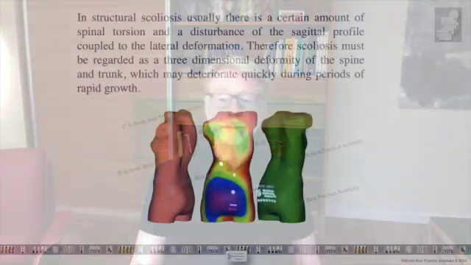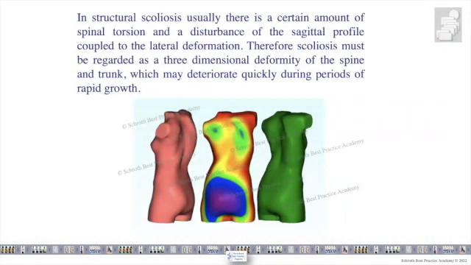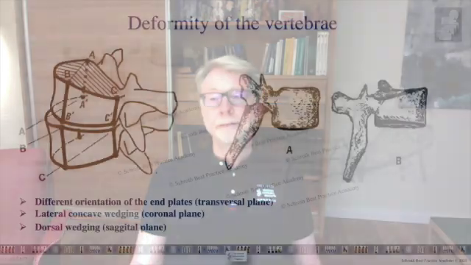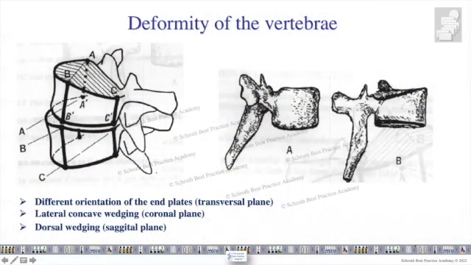Scoliosis is a three-dimensional deformity of the spine and trunk. It differs from a pure postural deformity with free mobility in that it cannot be completely corrected. This is due to the fact that the cause of the deformity lies in a growth disorder, which also leads to changes in the shape of vertebra and intervertebral discs.